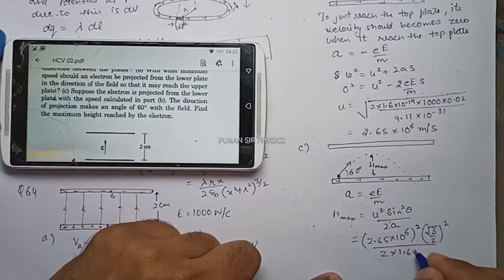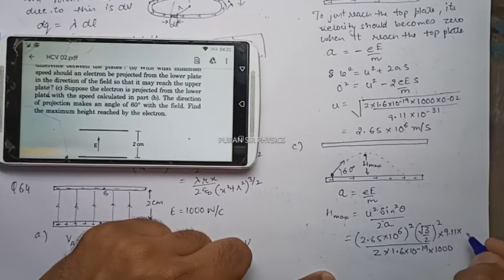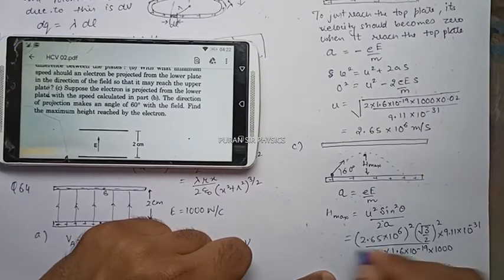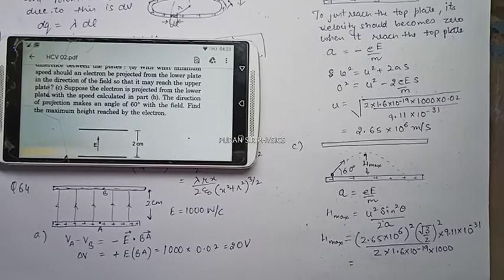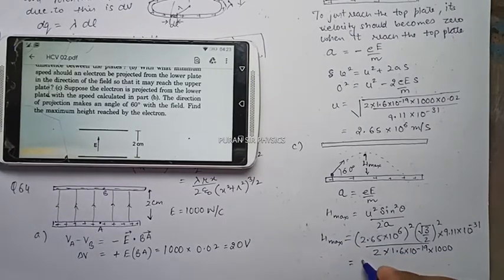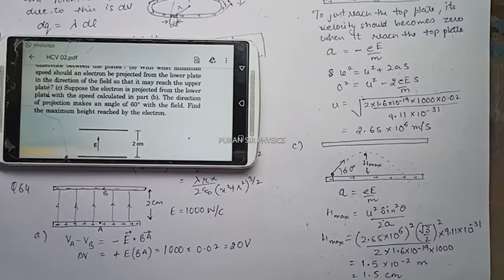So 1.6 into 10 raised to minus 19 into 1000 into 9.11 into 10 raised to minus 30. So this is your h max. When we solve it, it comes out to be 1.5 into 10 raised to minus 2 meter, which will be 1.5 centimeter. So this is the answer of question number 64.